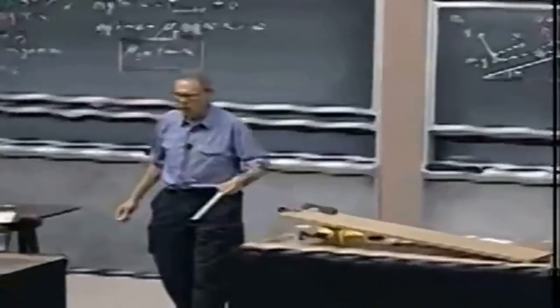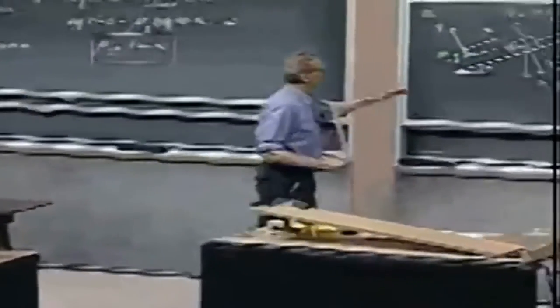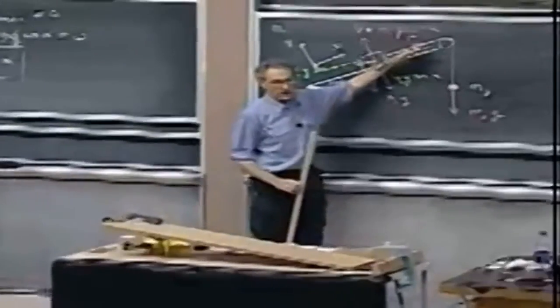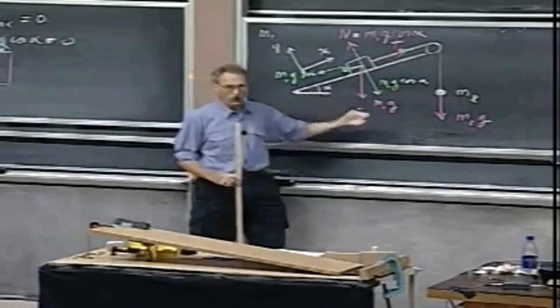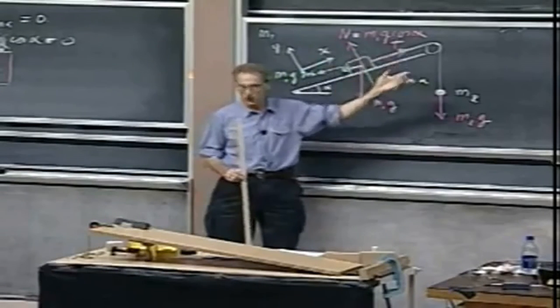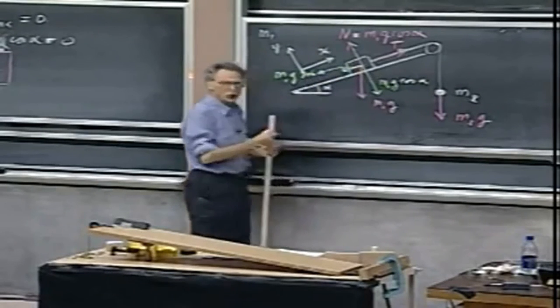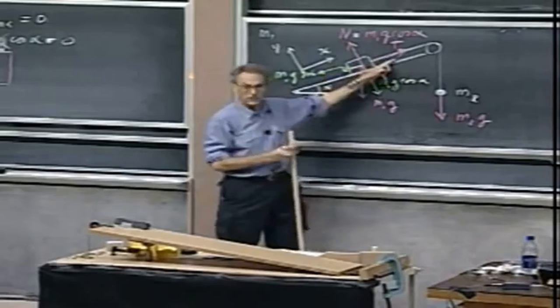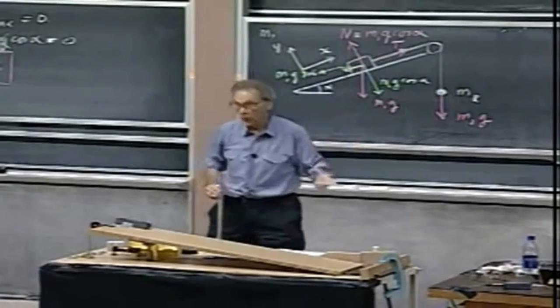I do not know in what direction the frictional force is. If this object has the tendency to go uphill, which I don't know yet, then the frictional force is in this direction, because it always opposes the direction in which the object wants to go. If, however, this object wants to go in this direction, which I do not know, then the frictional force has to be put in this direction. And I don't know that.